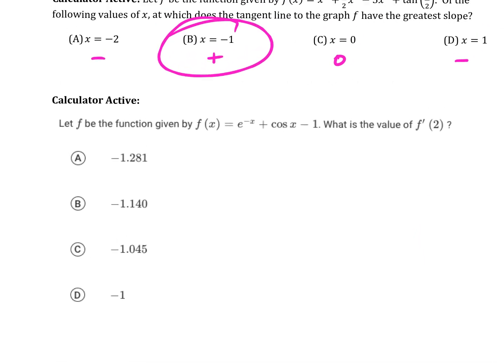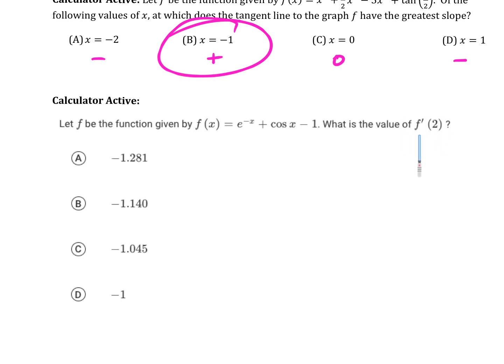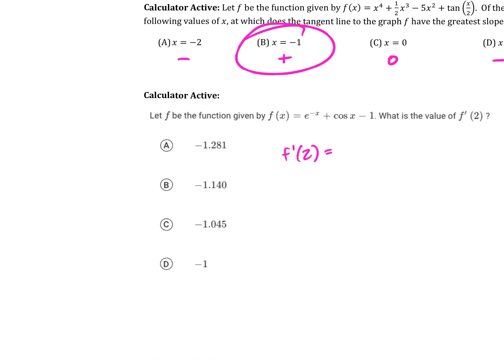Great. Last one. Go find, again, you could have done this yesterday, but we're just seeing this notation for the first time. When they say what's f prime at 2 and you have your calculator, what are you going to do? You're going to math 8 it. Exactly. Math 8. Go find me f prime at 2. Second quit to get out of your graph. Math 8 e to the negative x plus the cosine of x minus 1.